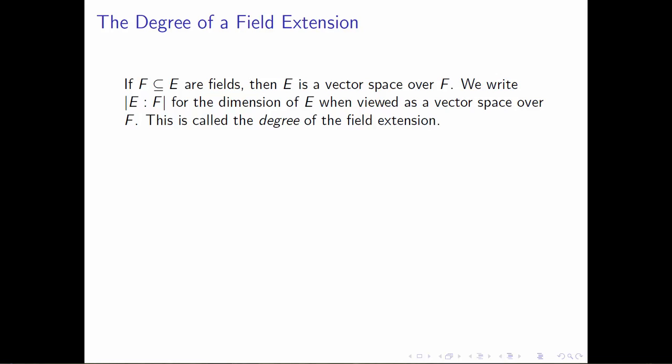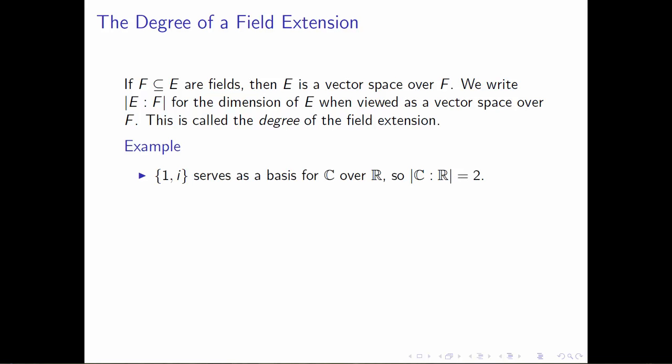I'm going to denote it with these absolute value signs, E colon F. If this were group theory, I would say it's sort of the index of F inside of E. That's the notation that we're going to use. But here we're going to call that the degree of the field extension, the degree of E over F.